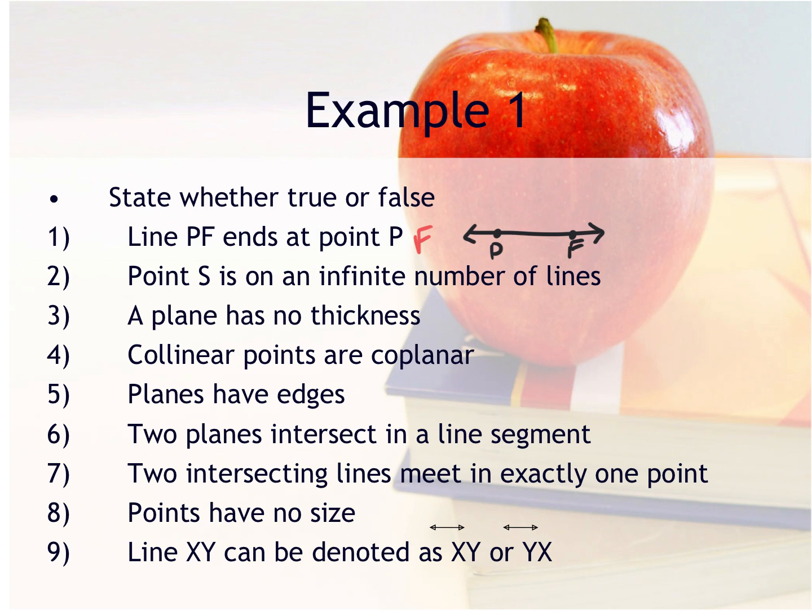Looking at the next one, point S is on an infinite number of lines. That is true. It's just one single point. If you want to think about it as invisible lines, they're all going through point S. Looking at the next one, a plane has no thickness. That is true. If we go back and look at a plane, it has no thickness.